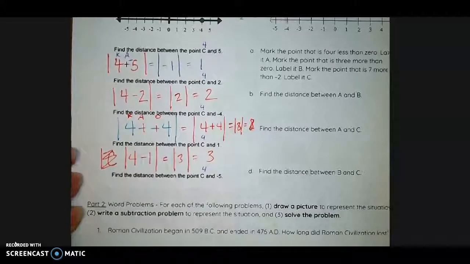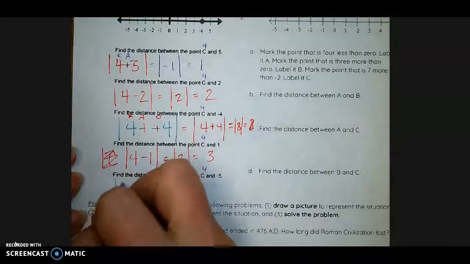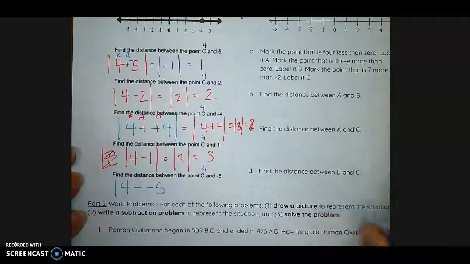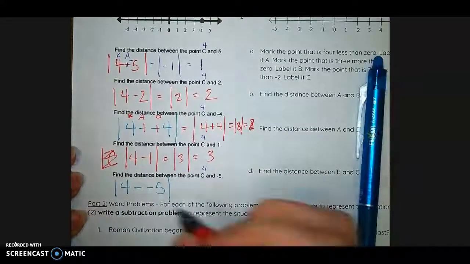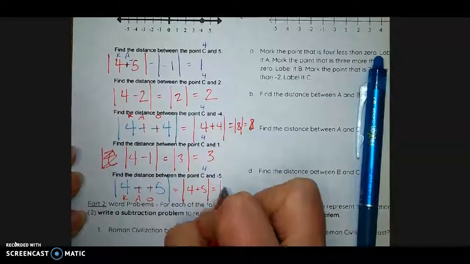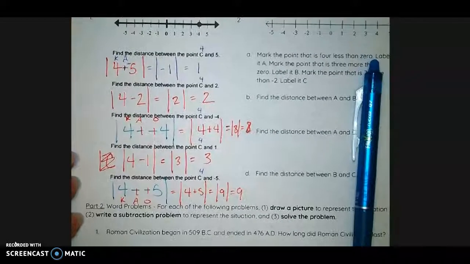Feel free to slow this down, pause it, go back, rewatch it if you think I'm moving too quickly. I'm just trying to make sure I get all of our problems in here before I run out of film. So keep, add, opposite. So they are 9 spaces away, which we could hop on our number line and see easily.